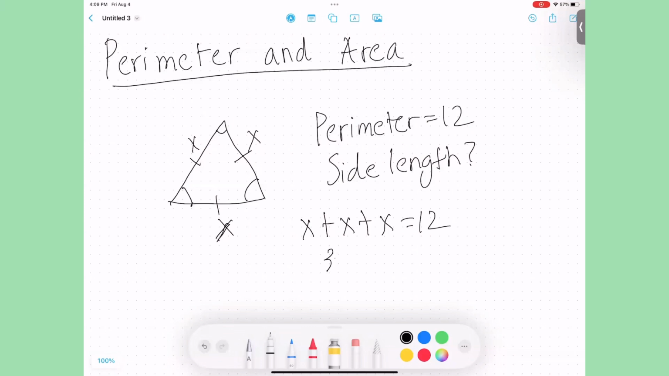So now it's easy to see why this is. So now it's just 4. So each side length is equal to 4. Does that make sense? Okay. So now we can go over a slightly more challenging problem.